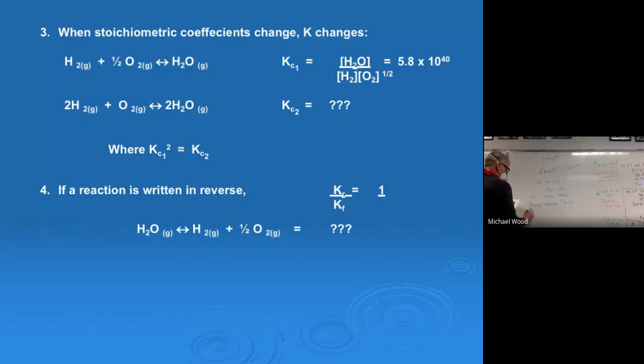Okay, and then if you cut it in half, with delta H you would cut the value for delta H in half, but here you would raise K to the 1/2. So what we do with K is different than what we did with delta H, and that's important to note. That will come up once in a while.